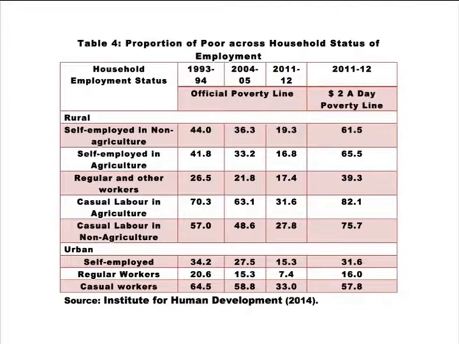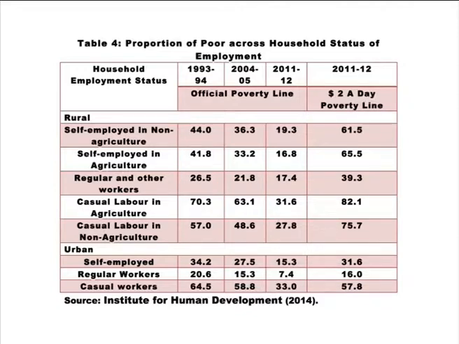The table shows that the poverty among the workers of every category in rural as well as urban areas has been declining since 93-94, but it is still substantially higher for the casual workers. In rural areas during 2011-12, about 32% of the casual workers in agriculture and 28% in non-agricultural activities were living below the national poverty line. On the other hand, in urban areas, this proportion is 33%.